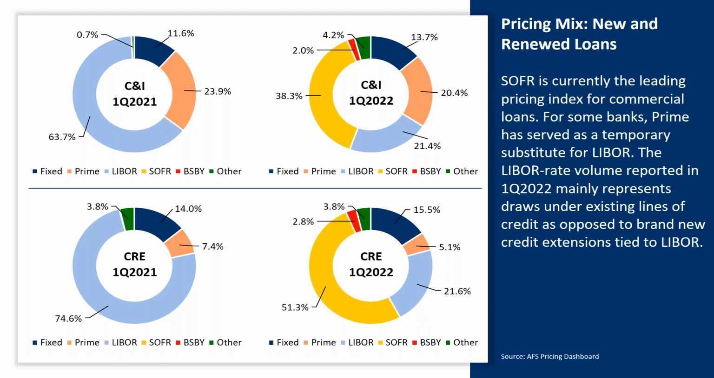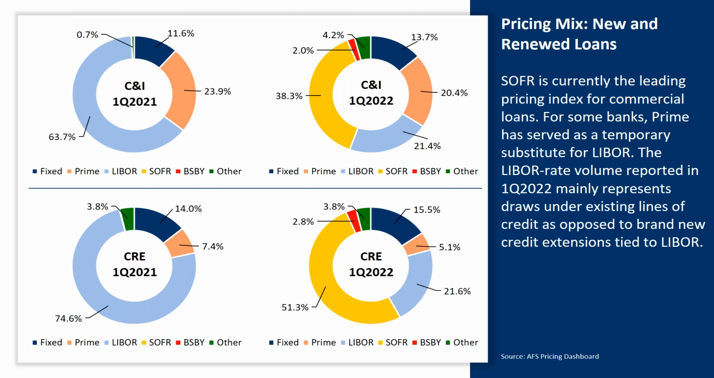By comparison, BSBY, which is the red series, we have seen some traction in the C&I space around that particular index. That comprised about 4% of the new and renewed C&I deals as of March. Unlike SOFR, BSBY is a credit-sensitive rate, so no credit adjustment or spread is required when originating loans tied to that index. So that does have some appeal compared with, say, using SOFR to price new and renewed loans.